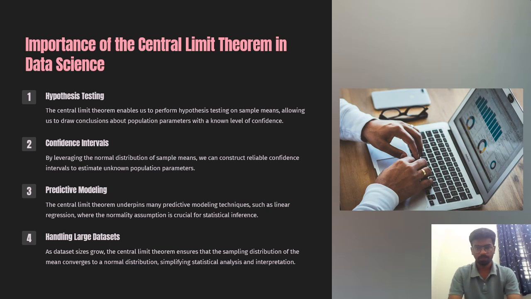The third one is predictive modeling. The central limit theorem underpins many predictive modeling techniques such as linear regression, where the normality assumption is crucial for statistical inference. The fourth one is handling large data sets, where as data set size grows, the central limit theorem ensures that the sampling distribution of the mean converges to a normal distribution, simplifying the statistical analysis and interpretation.